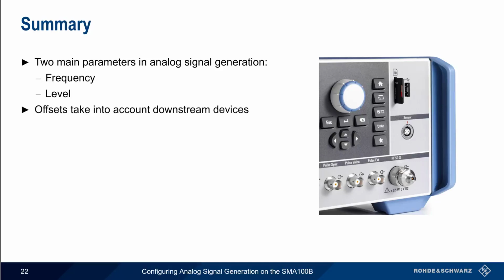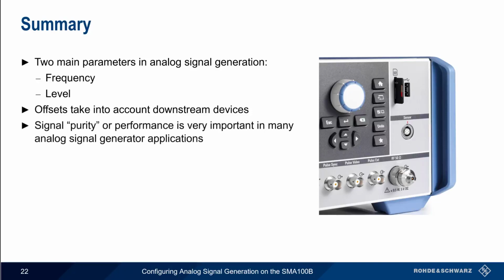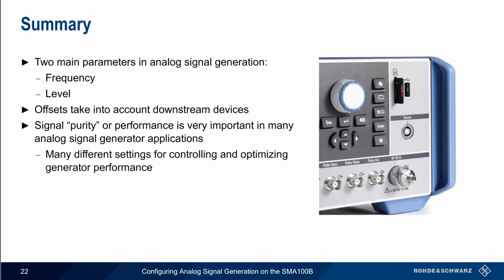We can also specify both frequency and level offsets to take into account the behavior of downstream devices, such as mixers, amplifiers, attenuators, etc. Remember that signal purity or performance is very important in many analog signal generator applications, so there are many different settings for adjusting or optimizing generator performance. The proper selection and configuration of these advanced parameters is a very advanced topic, but it's good to have a general idea of what each of these settings does and where they might be useful.